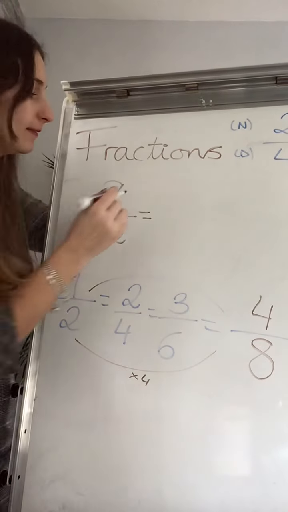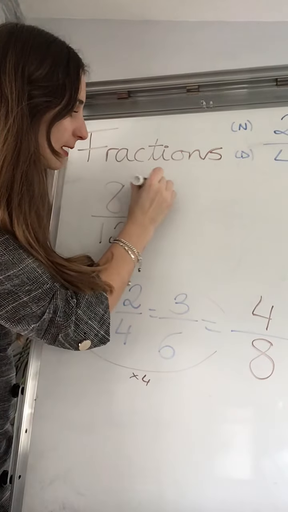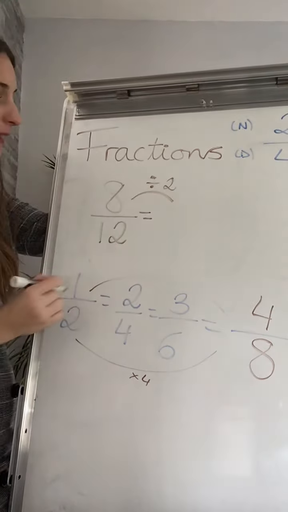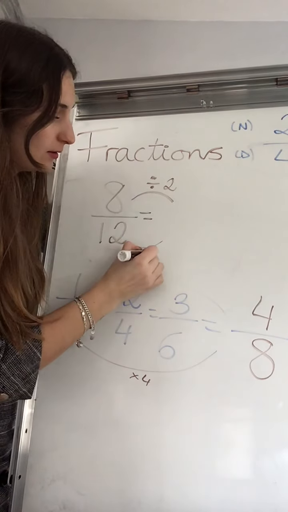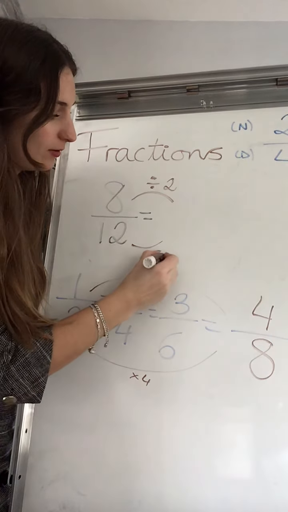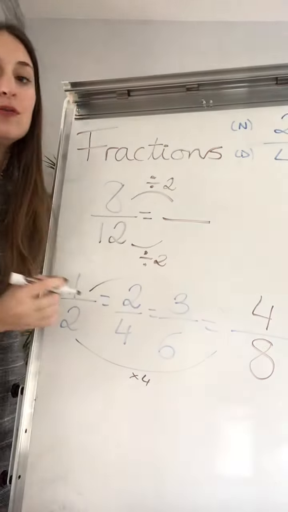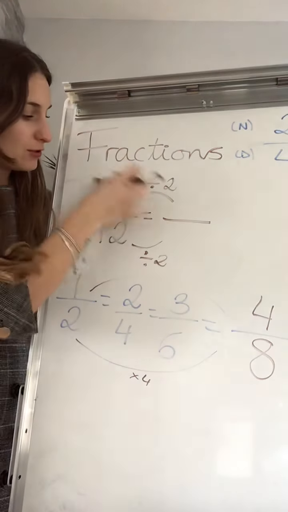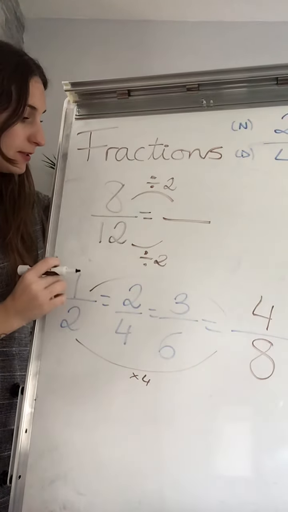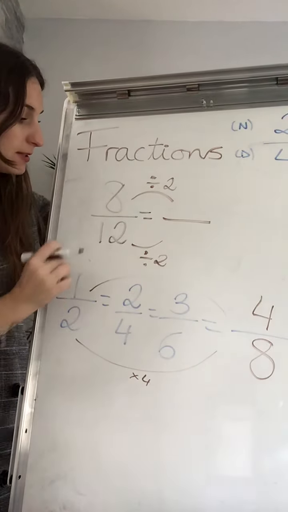2? Yeah. So let's divide 8 and 12 by 2. Let's find my equivalent fraction from 8/12. 8 divided by 2 is 4. 4 times 2 is 8. 12 divided by 2 is 6. 6 times 2 is 12. Can you see that?